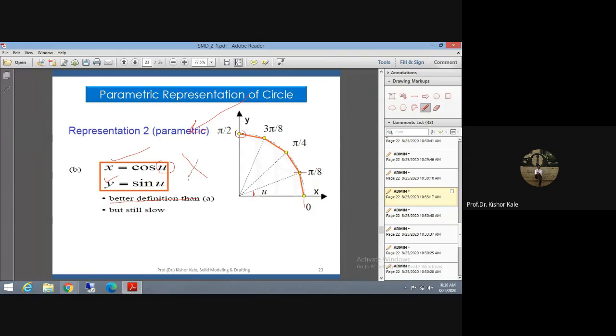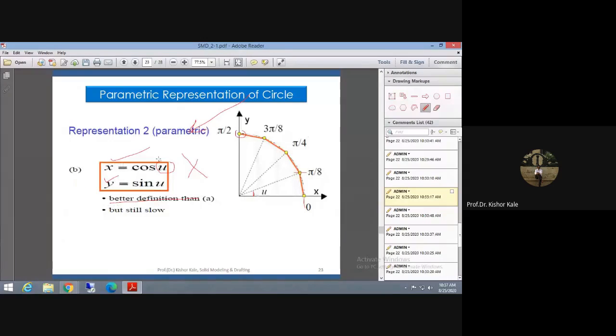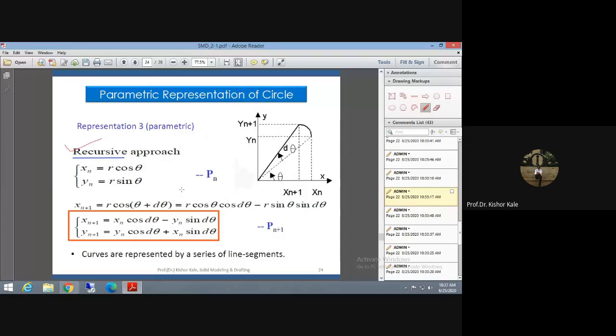You don't have to do a lot of things here. Actually, we are using the parametric form only, but instead of using it directly, we will be using a recursive approach. So you'll find the same formula here: x is equal to r cos theta, y is equal to r sin theta. I am not wasting much time here. We will give more time here. So this is called the recursive approach, the approach we will be trying to do.